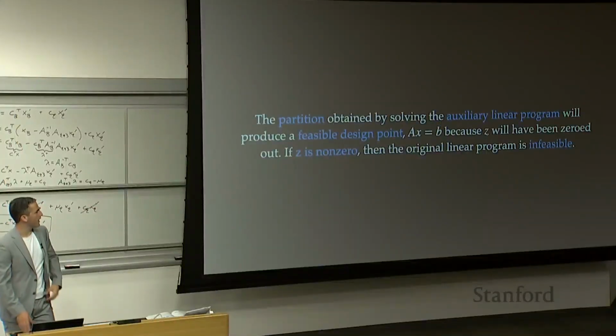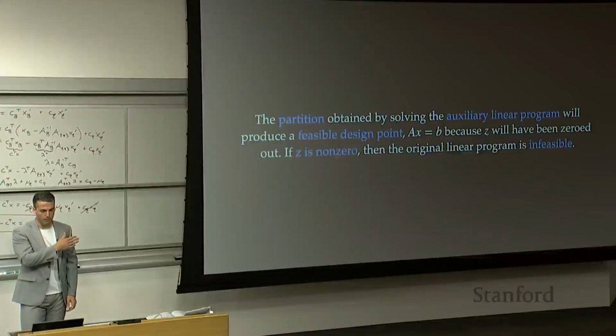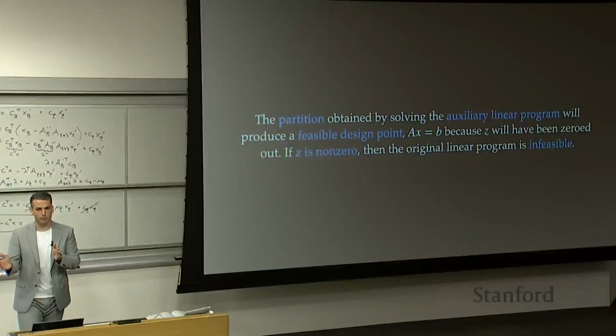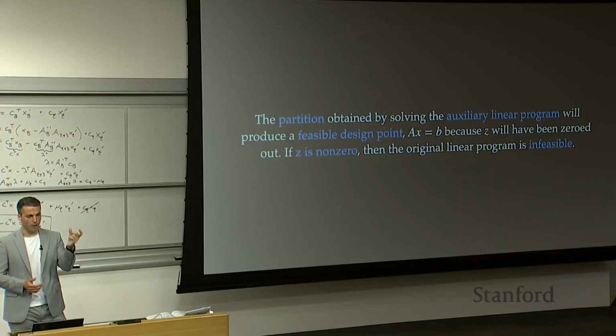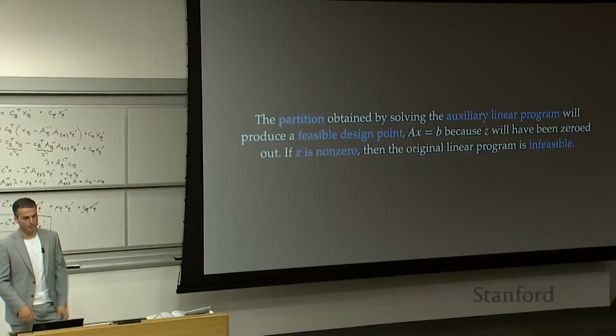And this statement is just saying that the partition that we get by solving this auxiliary linear program will produce a feasible design point, meaning it will satisfy Ax equal to b because it also has to respect those constraints. If the z variables that are returned are not zeroed out, that means that the original problem is not feasible. So we can just stop right there.